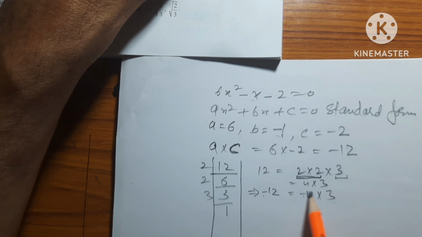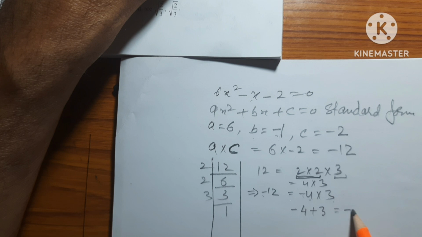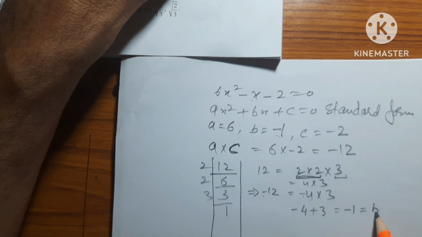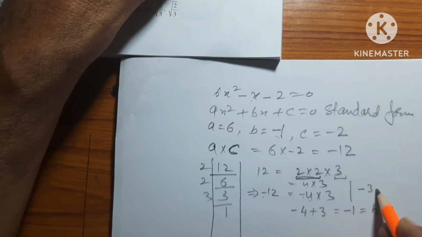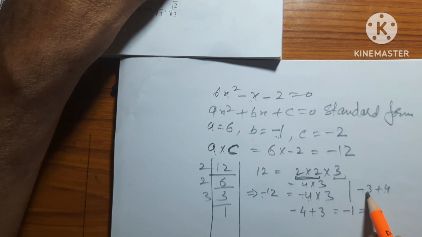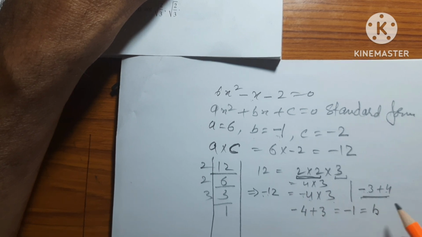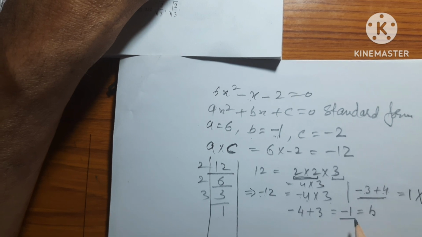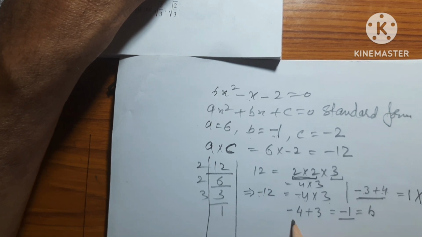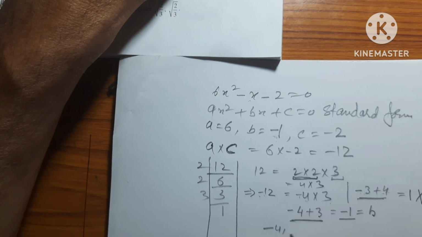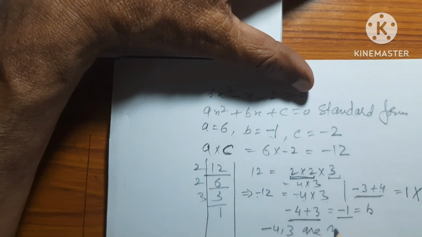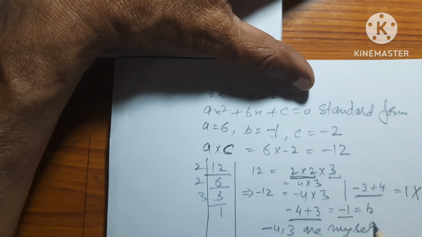Why I am putting minus with 4 and not with 3 is because when I add minus 4 plus 3, it is equal to minus 1, which is equal to b. If I put minus 3 plus 4, the multiplication is again 12, but these are not the required factors because when we add, this is equal to 1. I don't want 1, I want minus 1. Therefore, minus 4 and 3 are my required factors.